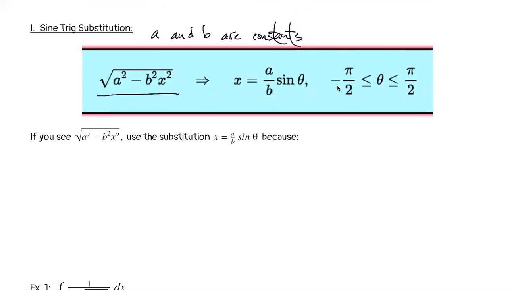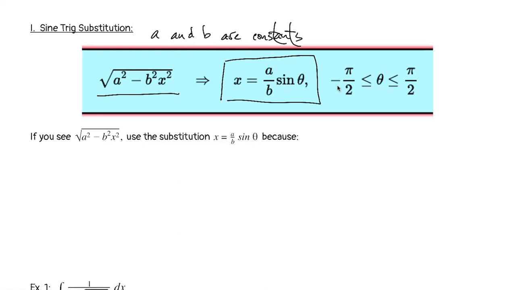So, back to the sine trig substitution. When we look at this structure, it's important to know that a and b are both constant. So whenever we see a situation like this, the square root of a number minus x squared, we can rewrite it using this substitution: a over b sine theta, everywhere we see an x. That's going to help us get the integral into a form that we can integrate.